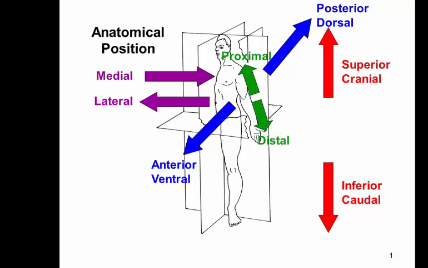So in the upper limb, the shoulder is located proximal to the elbow. It's closer to where the upper limb is attaching onto the trunk. In the lower limb, the feet are distal to the knee because they are located further from the origin of the limb to the trunk.